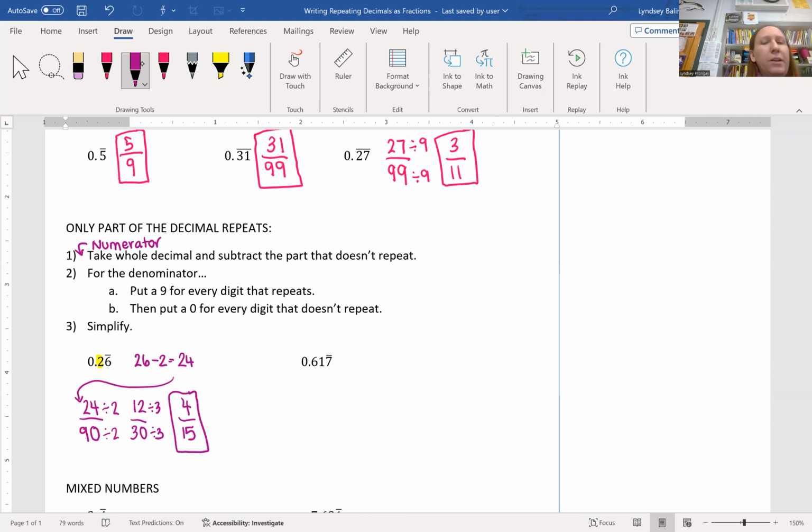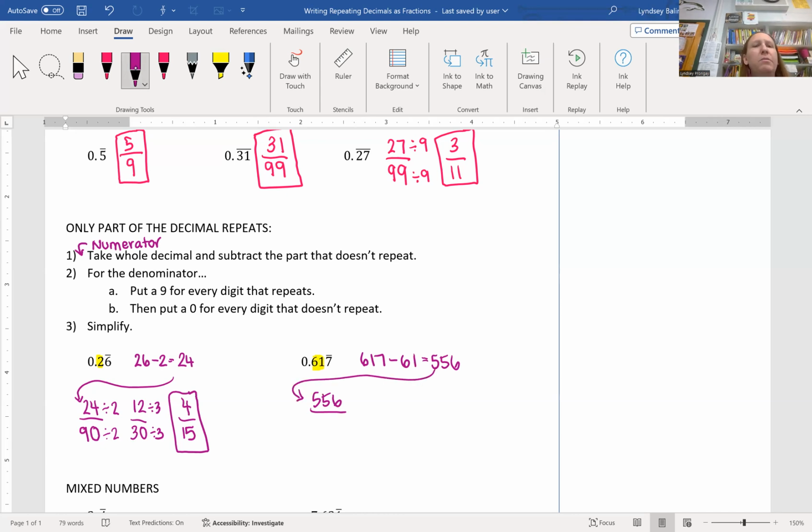Okay, here we have 6.617 with just the 7 repeating. So our first step is to take the whole thing, 617, and subtract the part that doesn't repeat, which is the 61 in this case. So we have 2 digits here that don't repeat. I'm going to use my calculator to figure out that 617 minus 61 is 556. So that becomes the numerator of our fraction, goes right there.